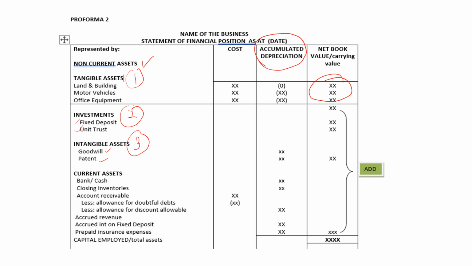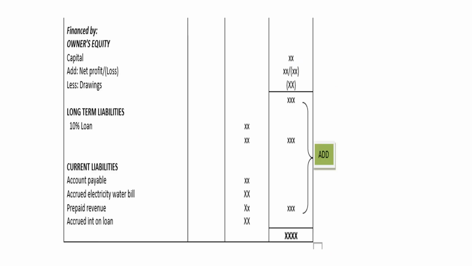Okay, next category under asset, we have current asset. Okay, and then your non-current asset, you add current asset, you will get one value. So this is actually capital employed, your total asset. Alright. Okay, next part of your statement of financial position, you have owner's equity, long-term liability, and also current liabilities.